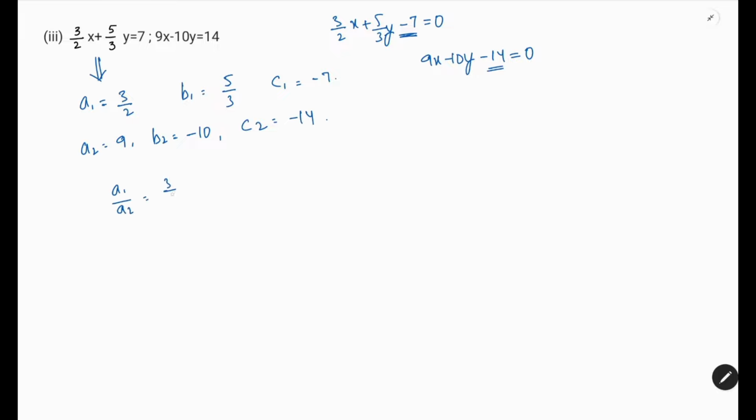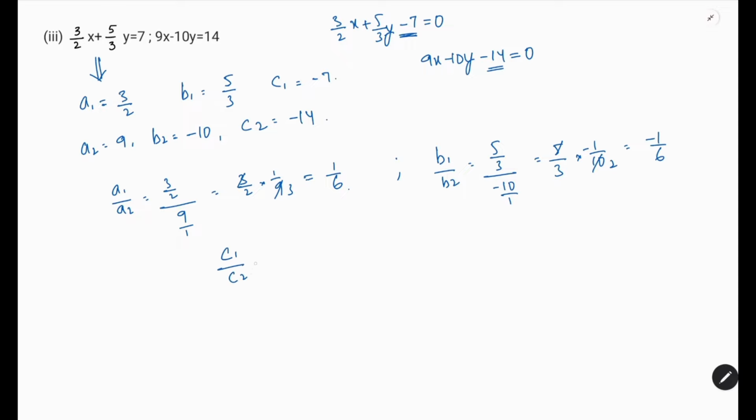A1 by A2 equal to 3 by 2 by 9. What is it? 3 by 2 into 1 by 9. It is 1 by 6, right? And here B1 by B2 equal to 5 by 3 by minus 10. 5 by 3 into 1 by 10, minus, 5 2s are 10, equal to minus 1 by 6. Now here C1 by C2 equal to minus 7 by minus 14. Minus and minus get cancelled, it is 1 by 2.